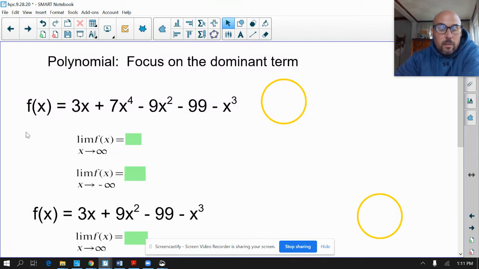Now let's review some basics about polynomials, stuff that you learned in Algebra 2. The key thing here is to focus on the dominant term. Terms are separated by pluses and minuses. So I got 1, 2, 3, 4, 5 terms here. And the dominant term is the term that has the largest degree on the exponent, on the variable. So positive 7x to the fourth is the dominant term.